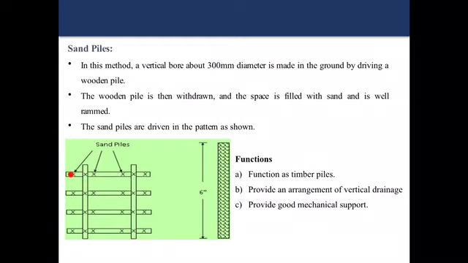One is beyond your rail section, at the place where the rail has to be taken, and also in between the two rails, two sand piles have to be driven. Make a hole with the help of the wooden piles, and once the hole is made, remove the pile and fill that gap with sand. Once it is filled, it has to be properly rammed with the help of a rammer, and that will provide good mechanical strength to the soil.